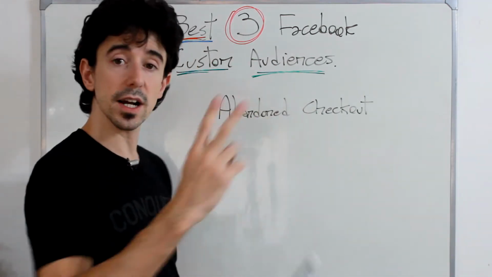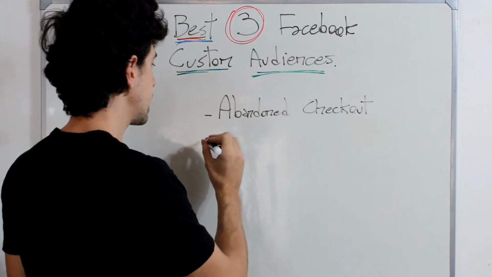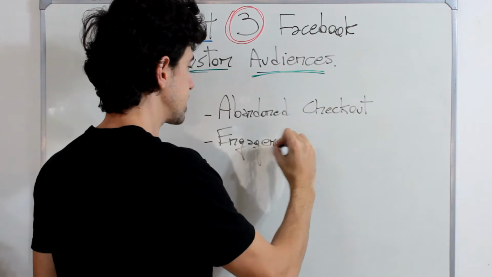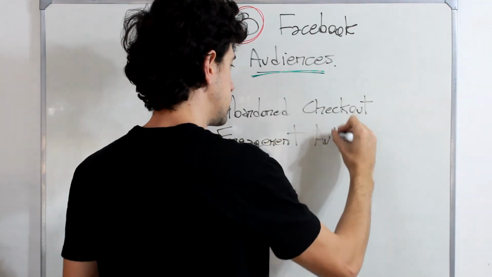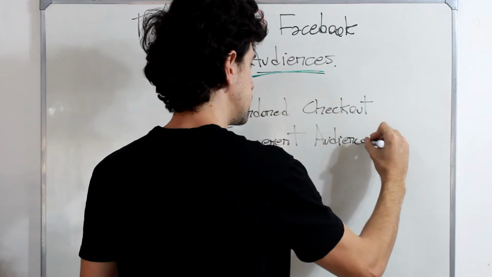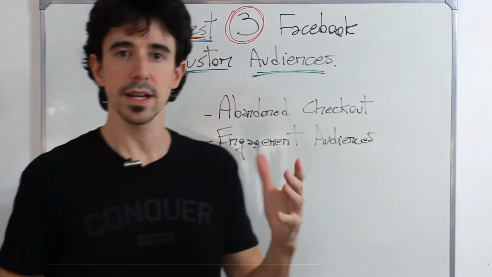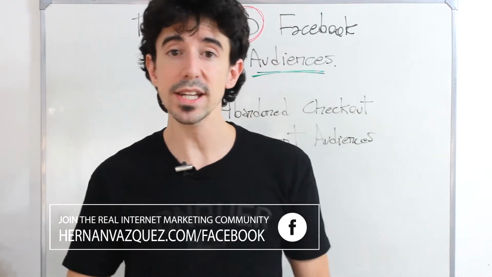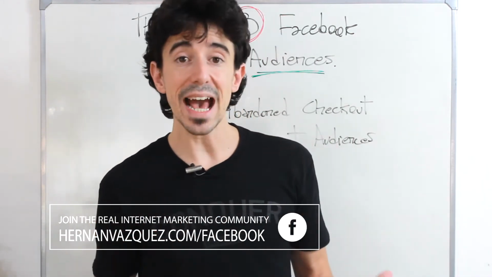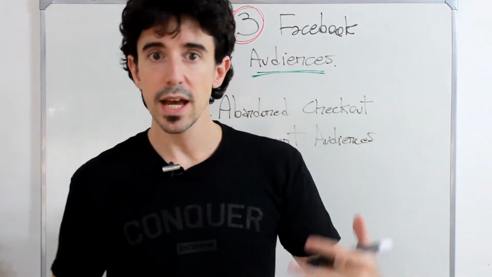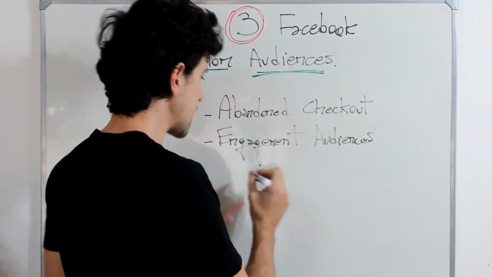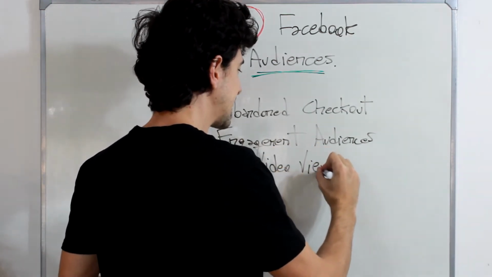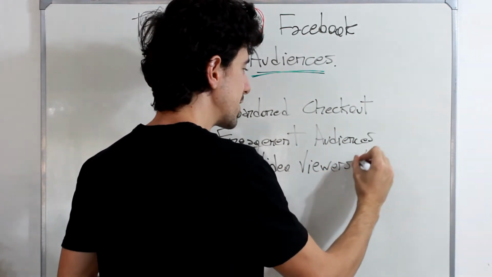Now the second custom audience that I use a lot are the good old engagement audiences. With engagement audiences, you can target on Facebook people that have engaged with your Facebook page, with your Instagram profile, but not only that, you can also target people that have watched a video. So let's add it here, maybe as a subsection of this one, video viewers, which is basically another way of saying an engagement audience.